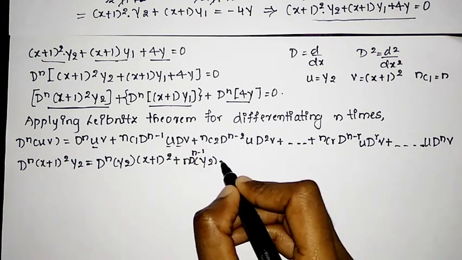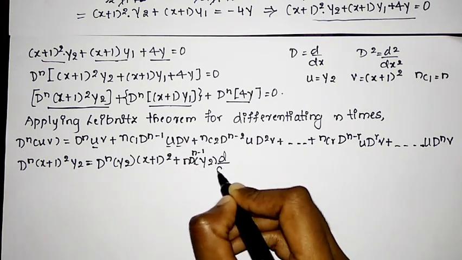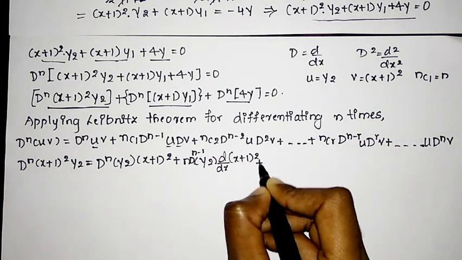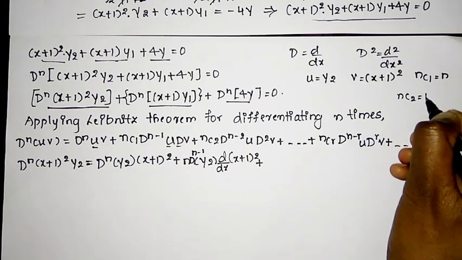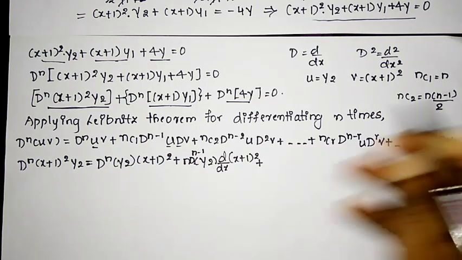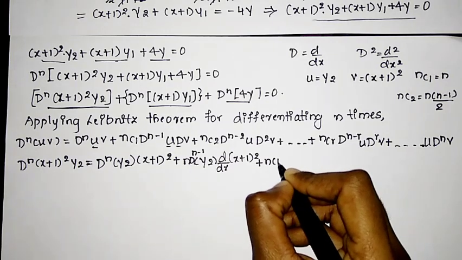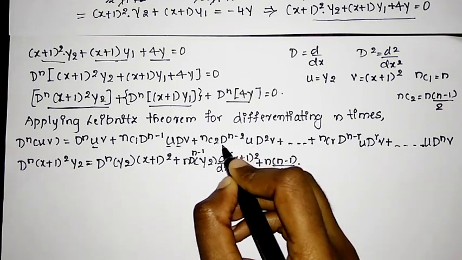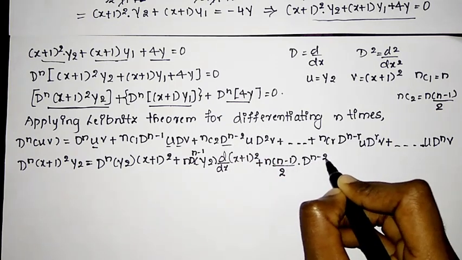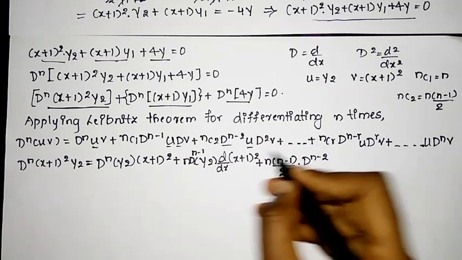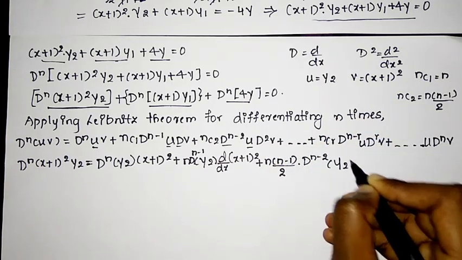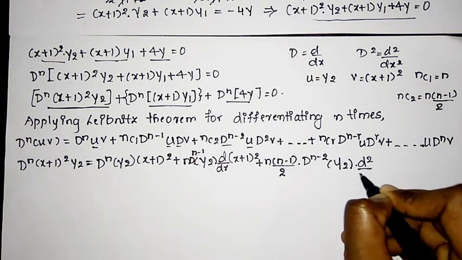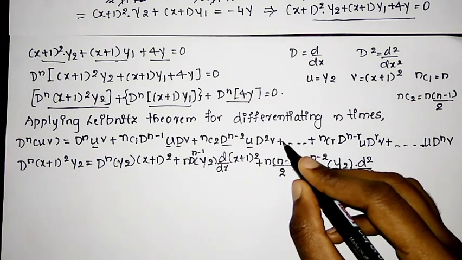V is nothing but x plus 1 the whole square, so d into v, so d is nothing but d by dx. Plus nc2 is nothing but n into n minus 1 divided by 2. So just replace n into n minus 1 divided by 2. Then the next thing is d raised to n minus 2 u. What about u? We have taken it as y2, so keep y2 as it is. Then d square, finding the second derivative, so d square divided by dx square into v.